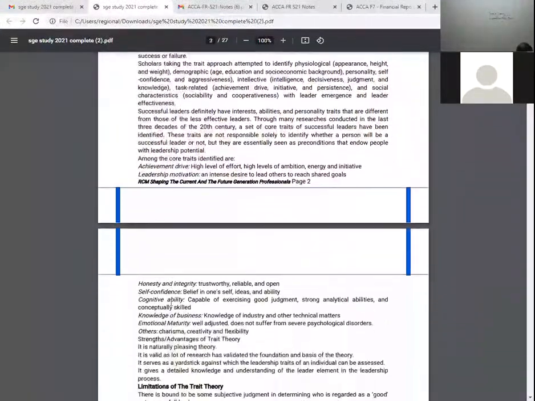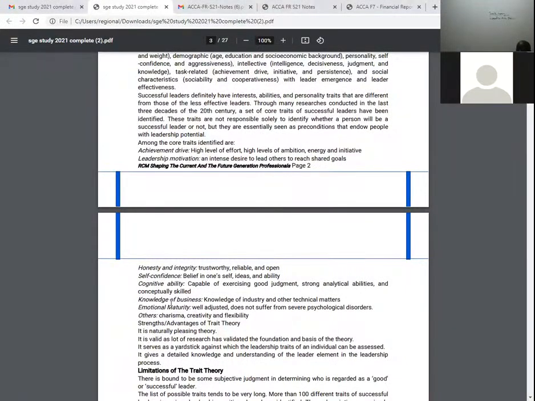That people are naturally born with good levels of intelligence. They have a drive within them to achieve things, right? They are really motivated and ready to motivate the workers they are working with to ensure that the company's goals are met. These are guys who are naturally honest, people of high integrity. They have self-confidence, cognitive ability, the ability to judge, to analyze, to conceptualize ideas. People who know business inside out. In terms of emotions, they are mature. So things like charisma, creativity, flexibility, etc.